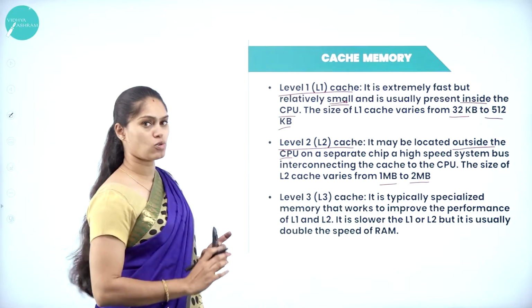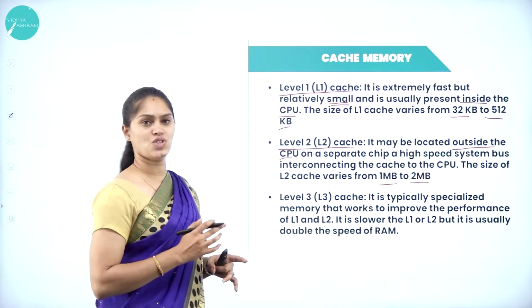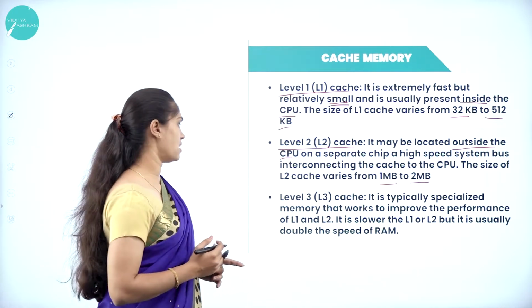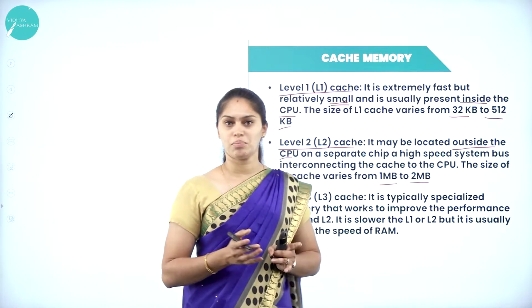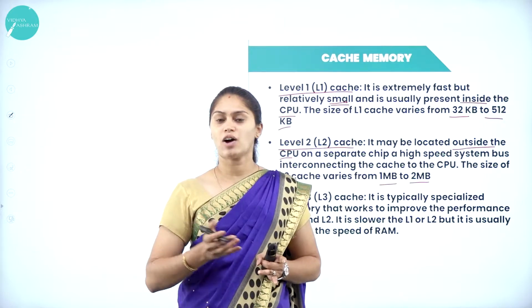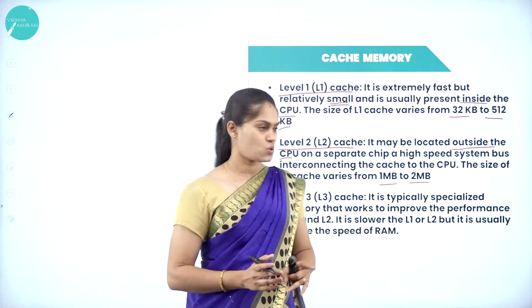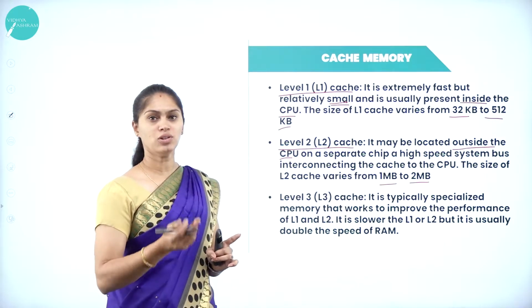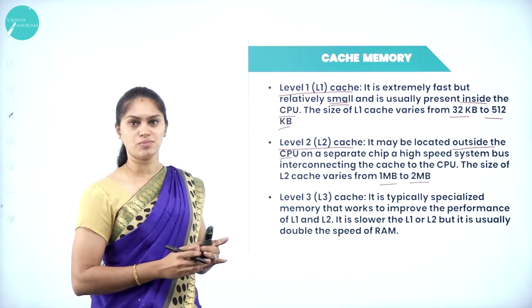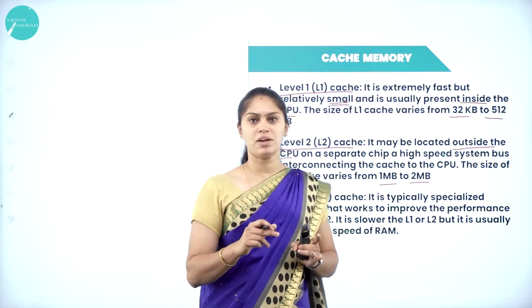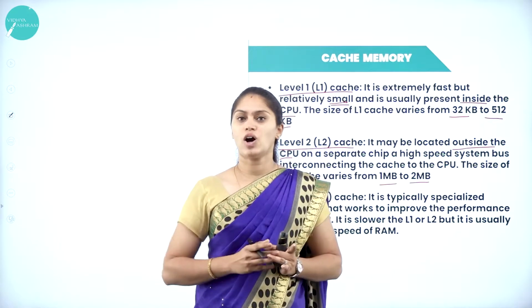So it locates outside the CPU on a separate chip, which is a high-speed system bus interconnected to the cache of a CPU. It locates outside the CPU and the size varies from 1 MB to 2 MB. That is regarding L1 and L2. L1 resides inside the CPU and L2 resides outside the CPU.